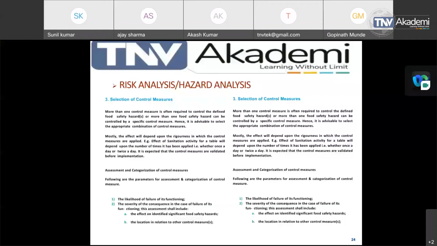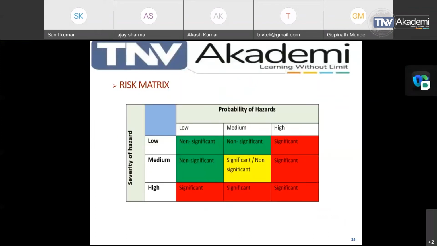Categorization of control measures: the following are the parameters for assessment and categorization of control measures. The likelihood of occurrence and severity of the consequence in case of failure, like the effect on the identified significant food safety hazard, and the location in relation to other control measures. So here is the risk matrix, how you do the risk assessment of a particular hazard. If the severity is low, medium, or high, you have to multiply the severity of the hazard by the probability of the hazard.